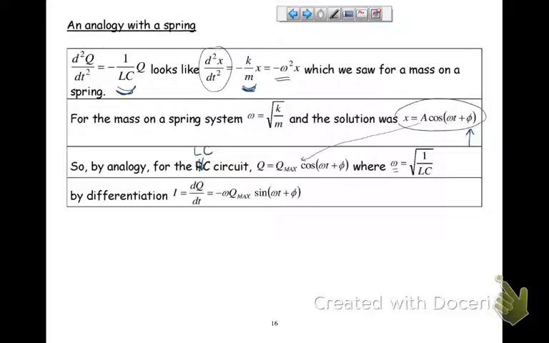And if you want to know the current, by differentiation, dq by dt equals that. So we're basically going to use all the math we did for circular motion, and we're going to steal it.